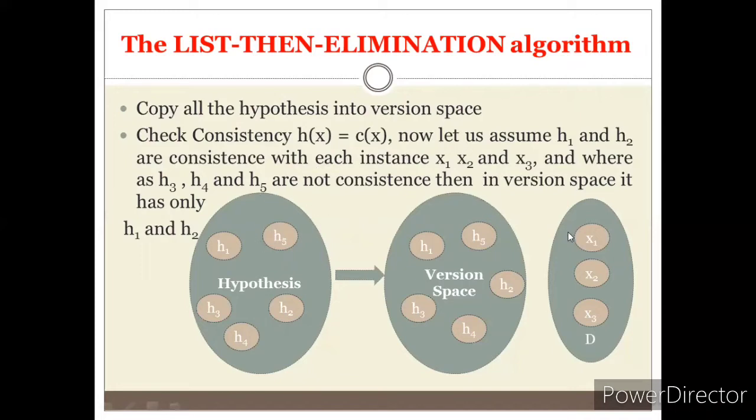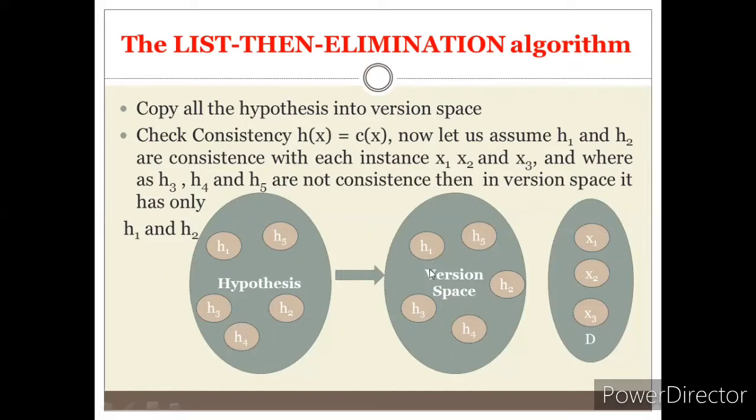Why? It satisfies each and every instance X1, X2, X3 of the training examples, which satisfies the consistency property. So of all the hypotheses present overall, only two are being considered, H1 and H2, which are satisfying all the instances there.